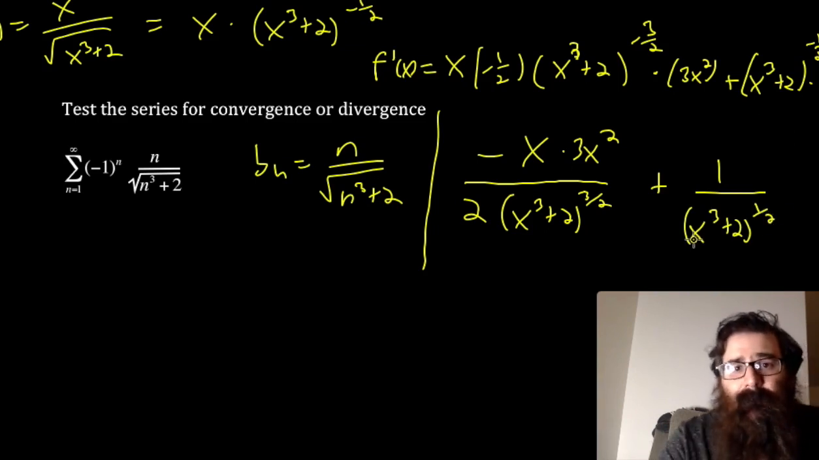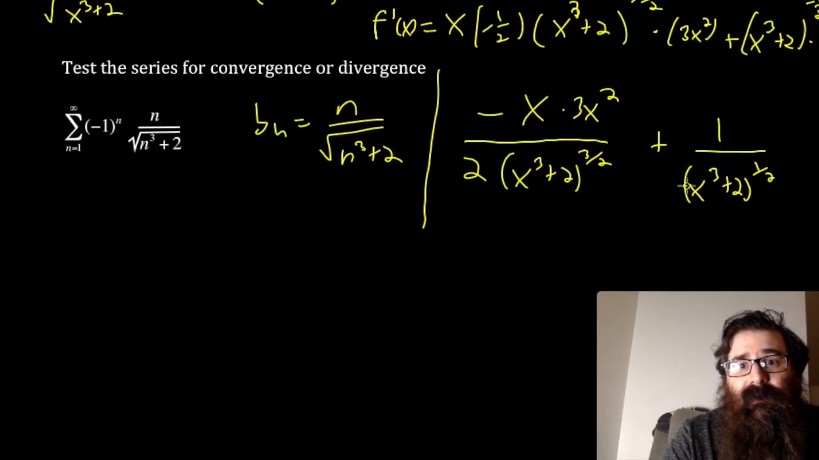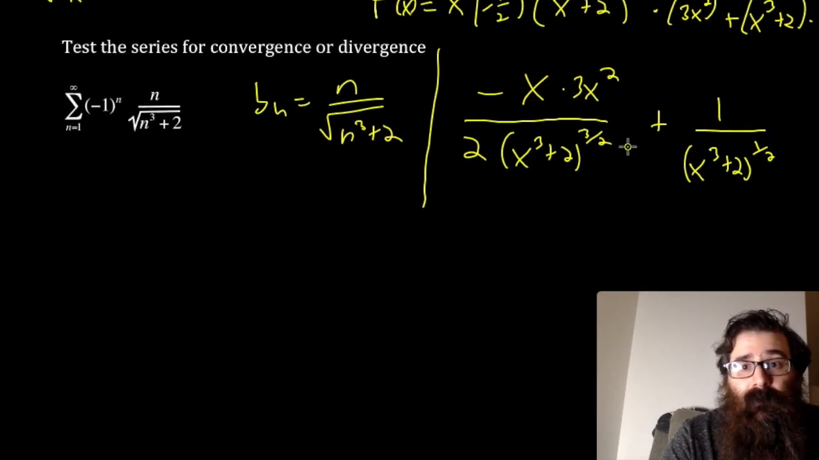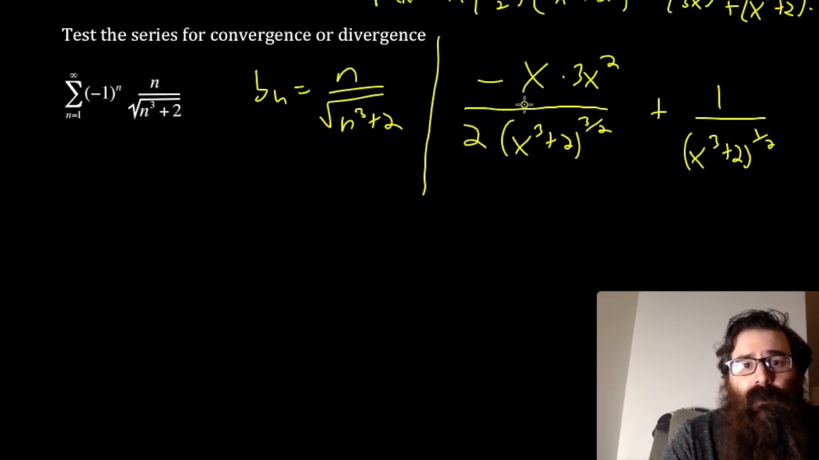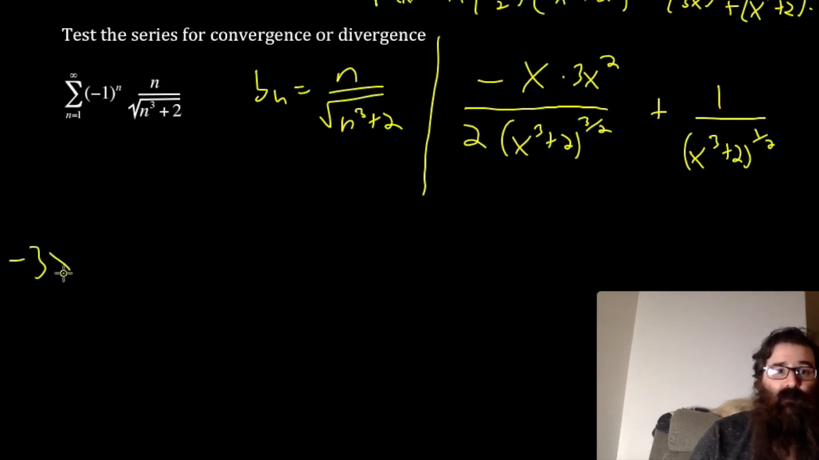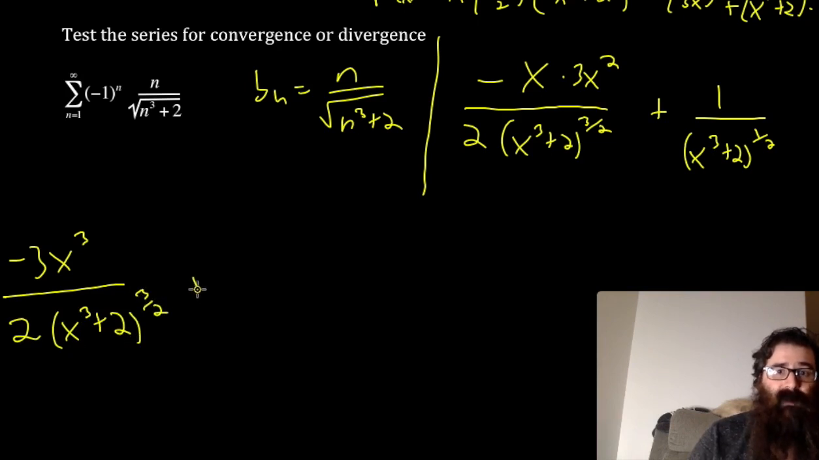Now, in order to say something about this, I want to try to get a common denominator, right? I want to try to get some common denominator here. So first let me clean up this first fraction, since I sort of forgot this term, but there it is. I have a negative, that's 3x cubed, and then divided by, here I have 2 times x cubed plus 2 to the power of 3/2. And then plus, here I have 1 over x cubed plus 2 to the 1/2 power.